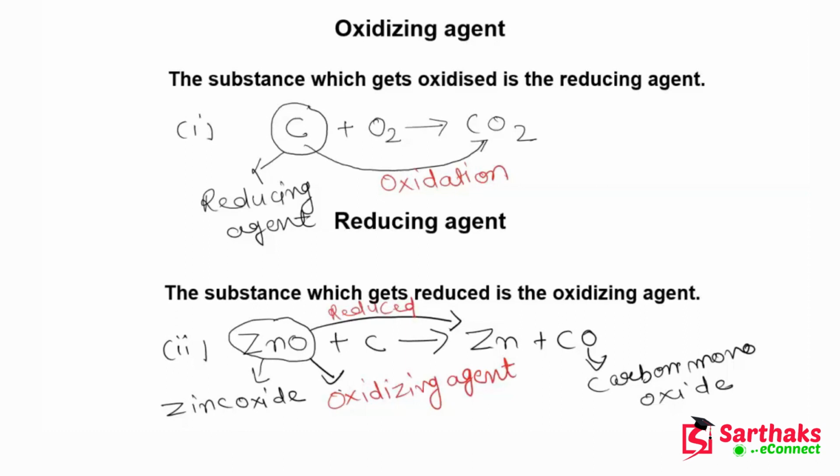And, guys, you should also remember one thing: whenever oxidation occurs, reduction also occurs simultaneously. These two reactions always occur simultaneously. I hope this thing is clear to you. So now, guys, let's move ahead.